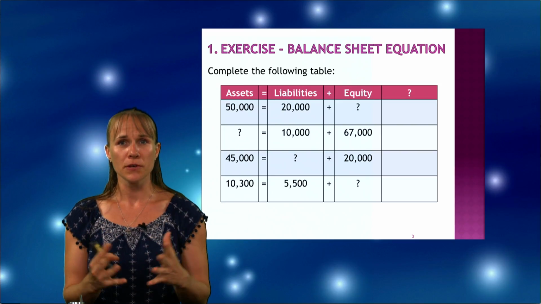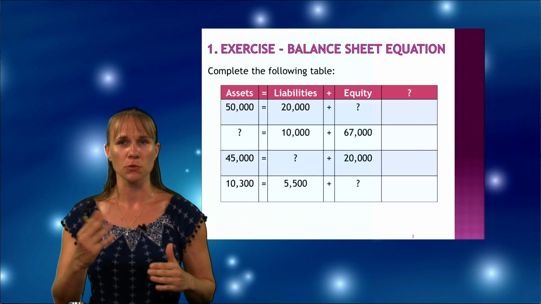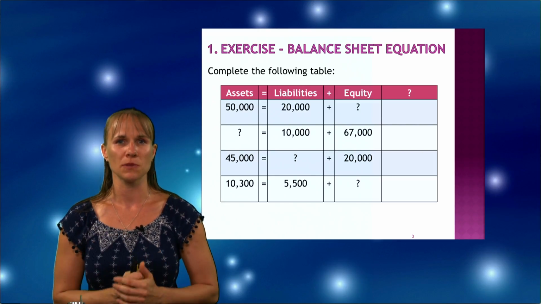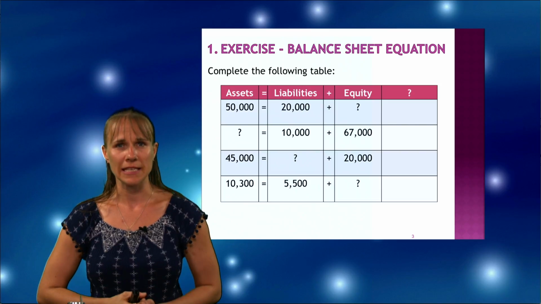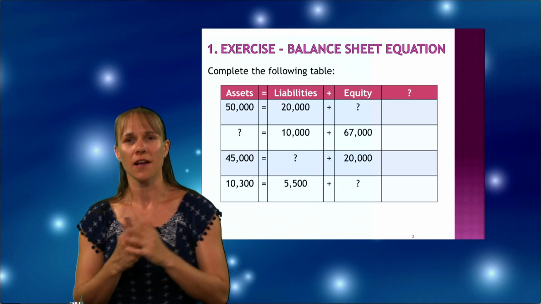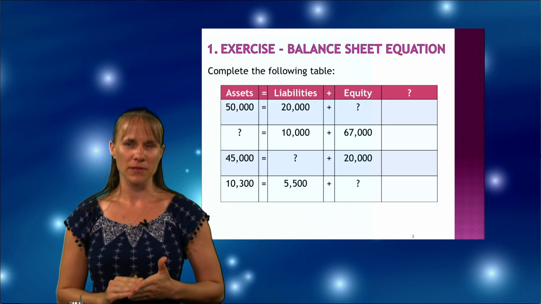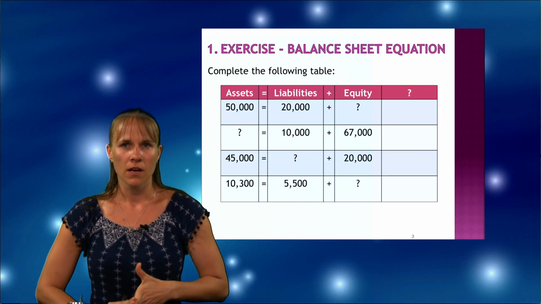Feel free to make extra notes around the numbers where you need to. If you would prefer to write the missing number in exactly where the question mark is, that's completely fine. So first of all, we should go over our accounting equation again. We have our assets equals liabilities plus owner's equity.